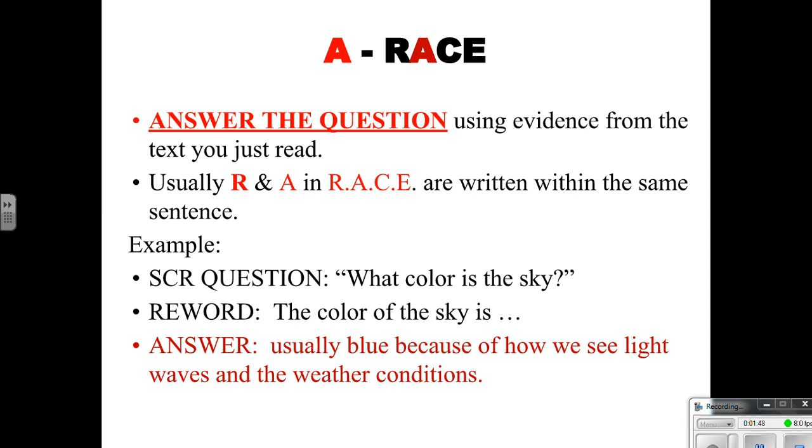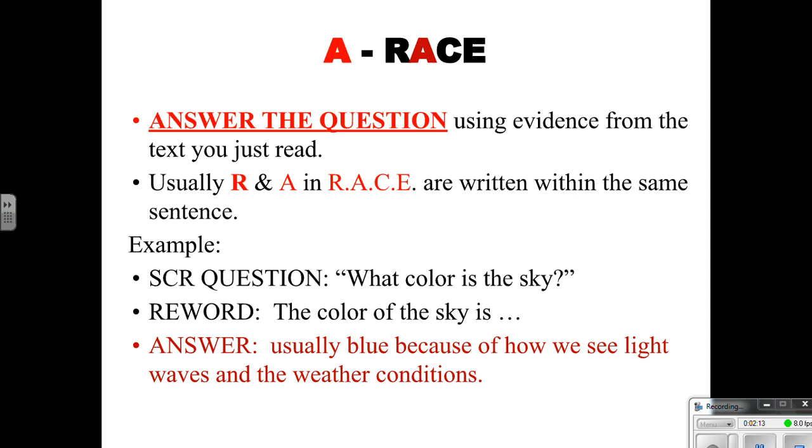The A stands for answer. Answer the question using evidence from the text you just read. Now, here's the key point. R and A are usually smashed together, so they're written in the same sentence. So kind of put RA together. It's kind of like RA plus CE. We'll get to that.